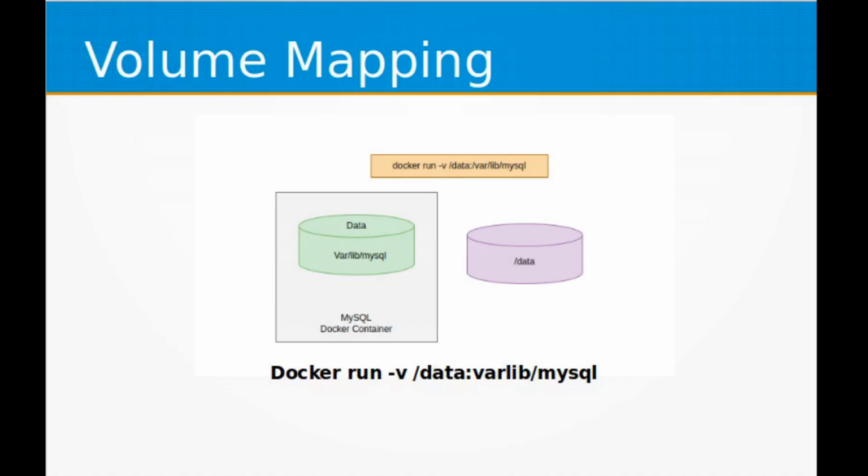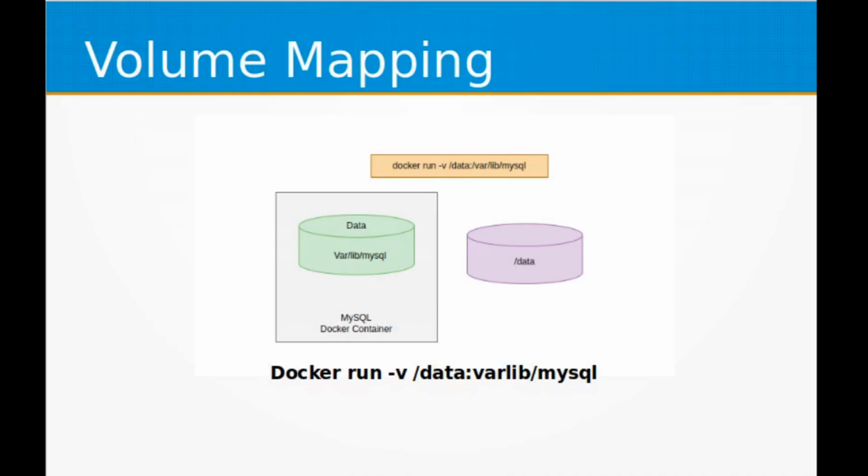The container along with all the data inside it goes down and all your data is gone. Now if you would like to persist data, you would want to map a directory outside the container, which is in purple color in this slide, and this path is /data, and it would be mapped to the container directory, that is /var/lib/mysql, through the -v flag.